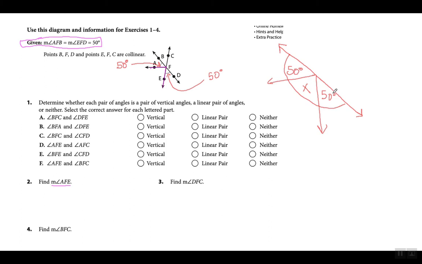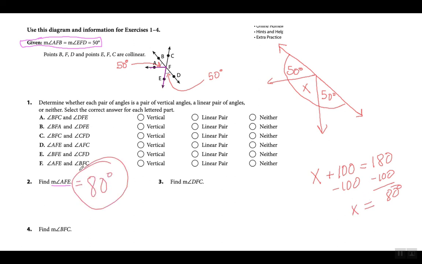50 plus 50 is 100. So, obviously you should see the answer in your mind already. This is unnecessary, but just in case. Alright? 50 más 50 es 100. So this one obviously has to be 80 degrees. Alright, so this angle has to measure 80 degrees. Cake. Let's look at number 3.